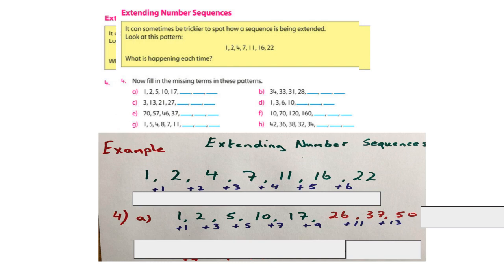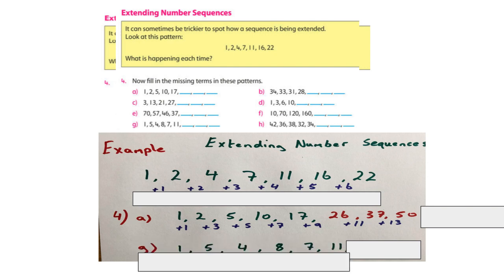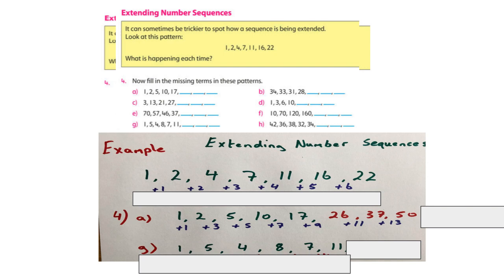Right, let's have a look at G. G is a little bit different, okay? These can be done in a few different kinds of ways. So let's have a look at G. So G is 1 to 5 to 4. See, it decreases, increases to 8, and decreases again to 7, and increases to 11.